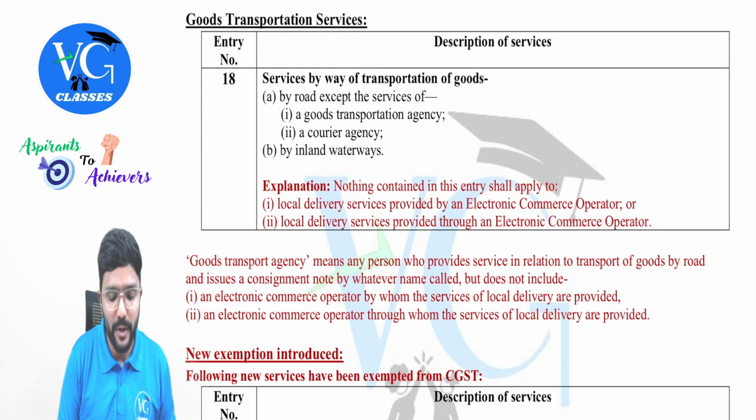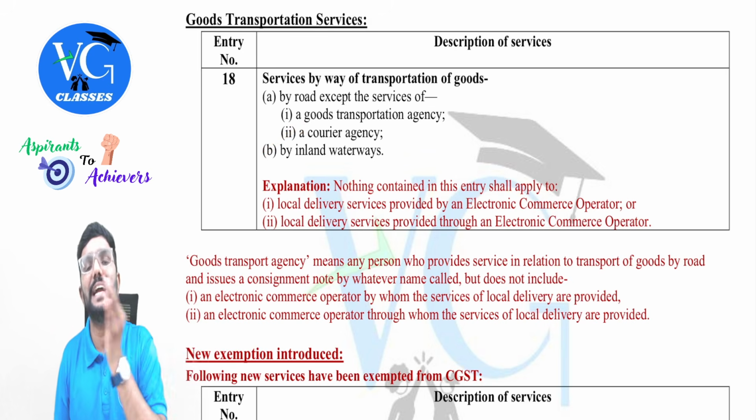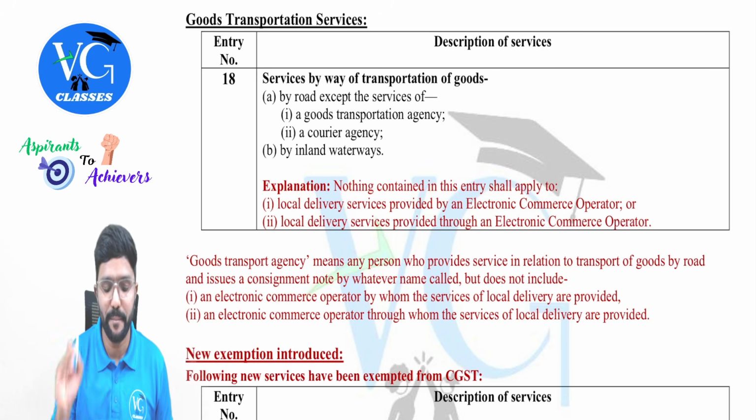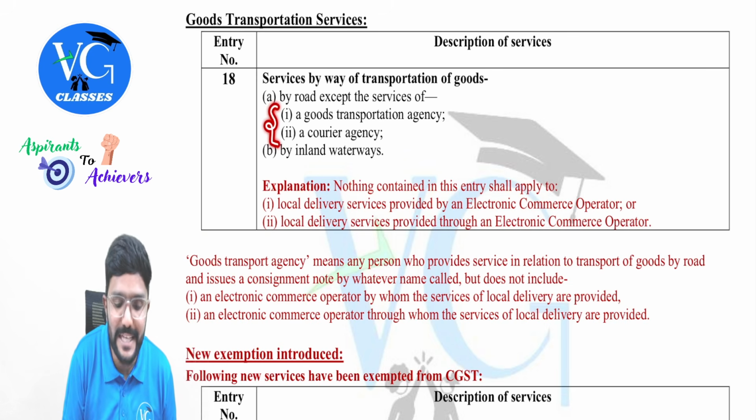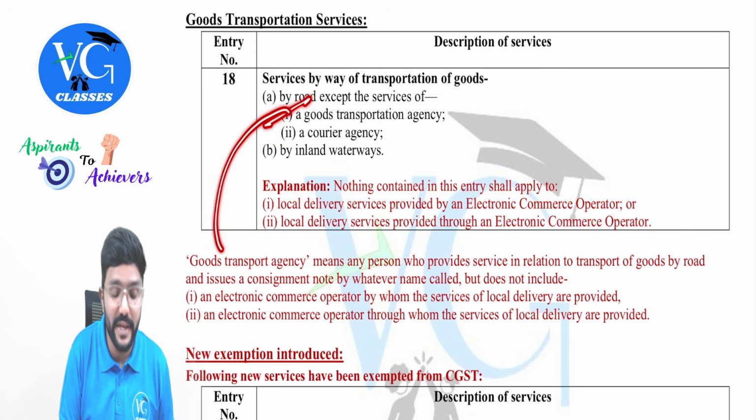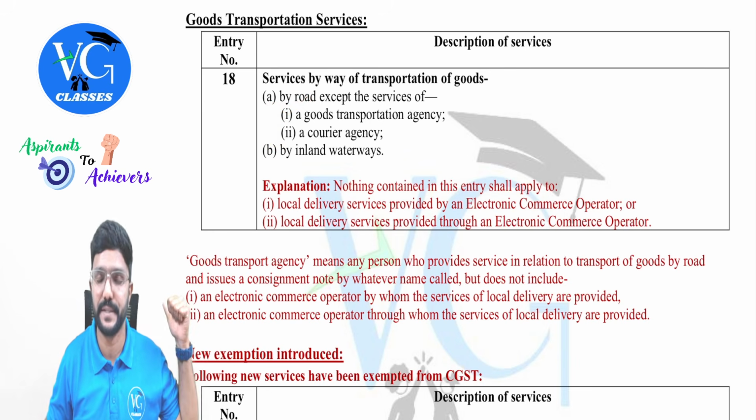Okay, sir. Then by inland waterways. So whatever they provide by way of inland waterways, whoever might be the supplier, it is exempt. Clear? Please be careful. This too, as per entry 18, is not exempt. That means, is it taxable? Yes. But as I told you, goods transportation agency enjoy the exemption as per other entries.